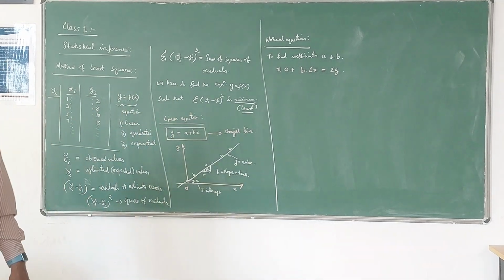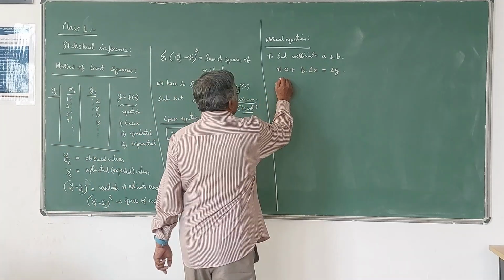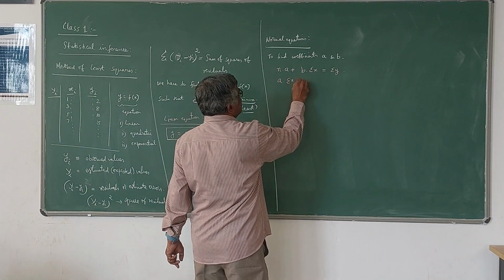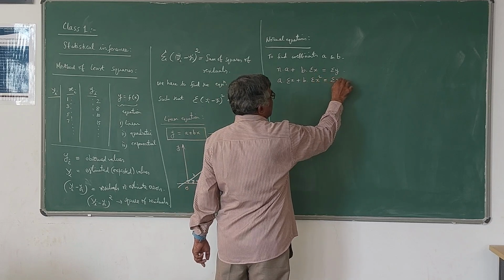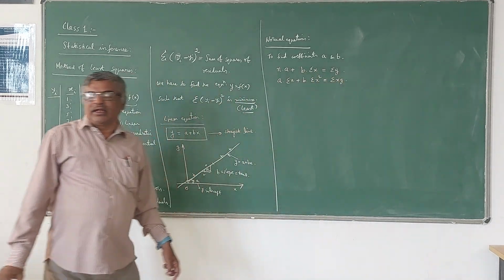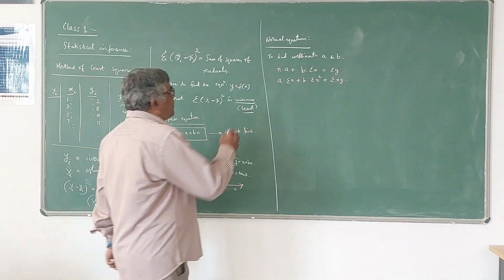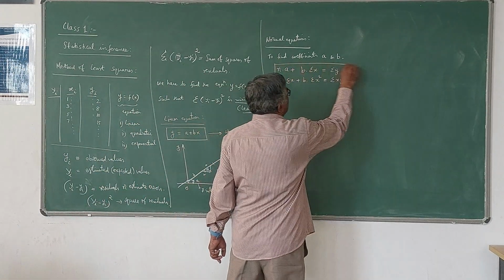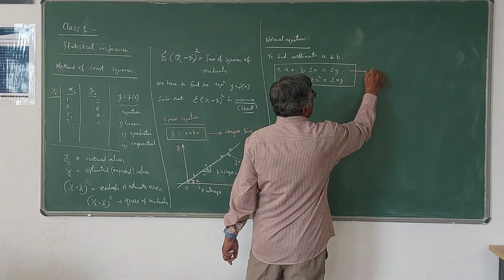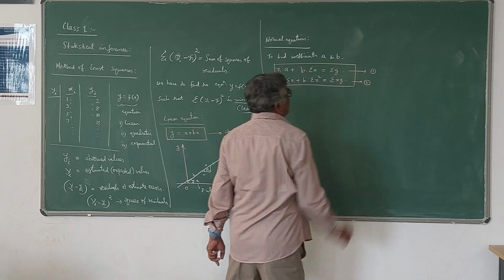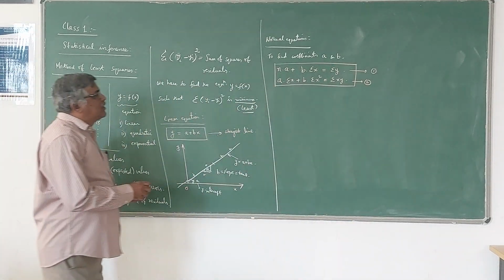The second equation is a sigma x plus b sigma x square is equal to sigma xy. That is, a into sigma x plus b into sigma x square is equal to sigma xy. So these two are called the normal equations, which we can use to get the coefficients a and b. So this is the first equation, and this is the second equation.